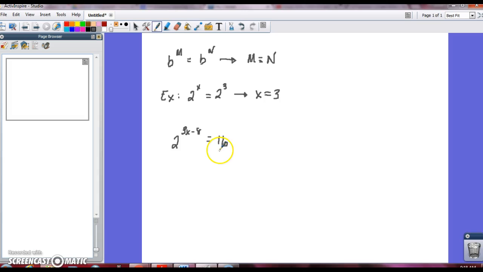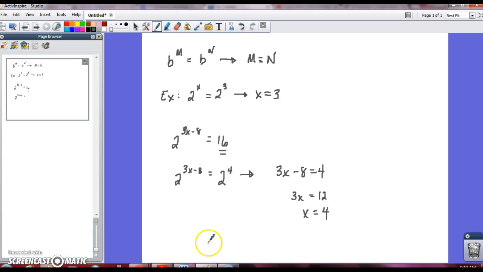I can actually rewrite 16 as base 2. It's the same as saying 2 to the 4th power. Notice I didn't change the value of anything. All I did was rewrite the right side of my equation so that it has the same base as the side on the left. Now all I need to do is set my exponents equal to each other. So 3x minus 8 is equal to 4, and then it becomes a very easy problem to solve. We end up with x is equal to 4.